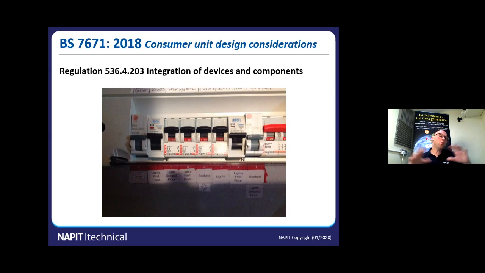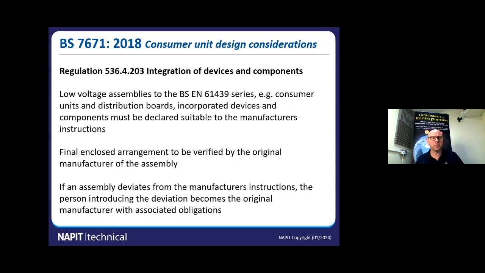So the whole enclosure is designed to take one manufacturer's devices that will all vent the same way and will all dissipate heat the same way, etc. So when you mix them, you cannot guarantee that. So the final enclosed arrangement must be verified by the original manufacturer of the enclosure. Okay, so if you decide to use a different brand, you need to get permission from the manufacturer that they're happy with that.